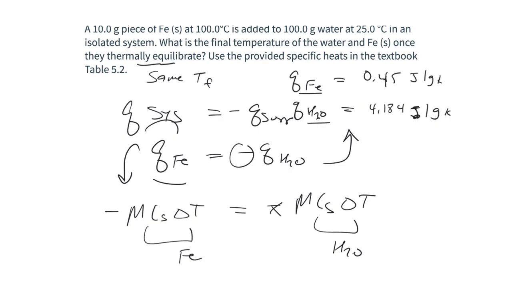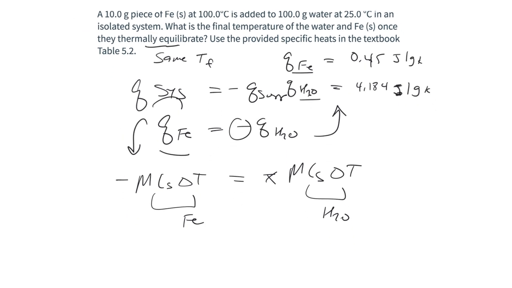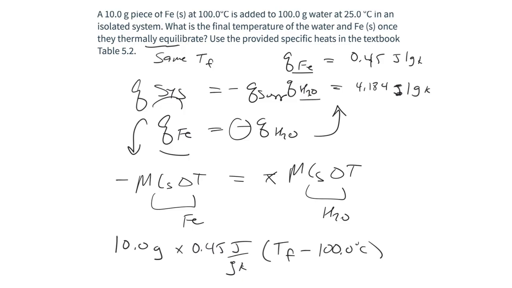Okay, and so the only other thing I need to keep straight is using the mass and the Cs of iron together with its delta T, and using the m, the Cs and the delta T for the water on its side of the equation. And so I had 10 grams of iron. The specific heat was 0.45 joules per gram Kelvin. And then I'm going to expand out my TF minus the TI, because I don't know what the TF is, but I know what the TI is. And I know my delta is just the final minus the initial. So that's just the initial temperature of the iron.